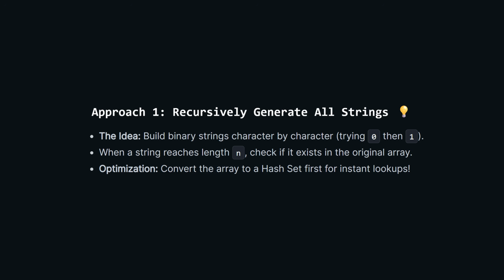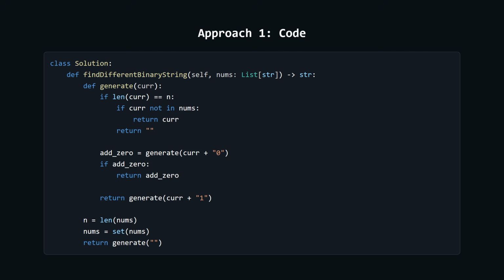Alright, the first idea is simply to generate all possible binary strings of length n and check if they are in our list. We can use a recursive function to build the strings one character at a time, trying both a 0 and a 1 at each step. To make checking faster, we can first convert our list into a hash set so we aren't scanning the whole list every single time. Here is the Python code for this recursive approach.